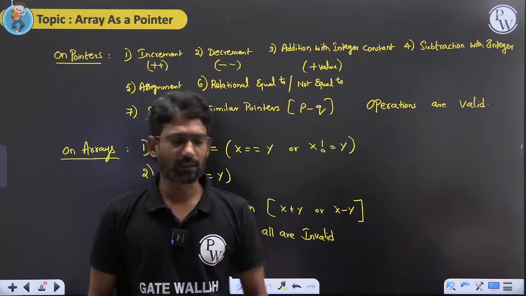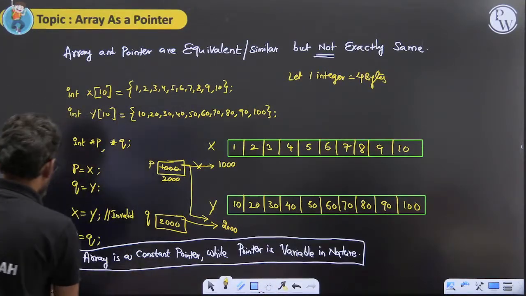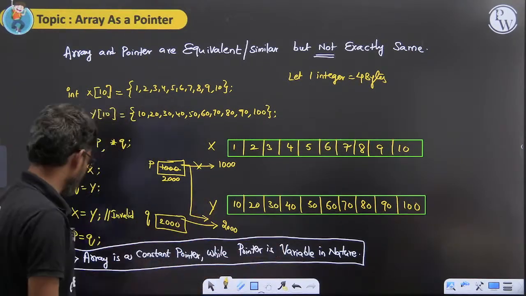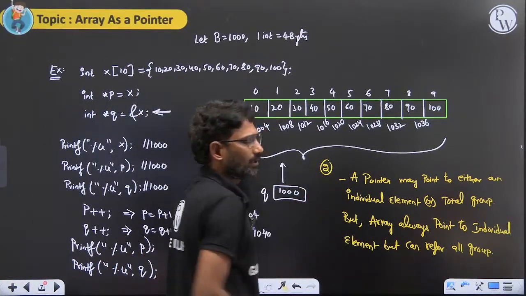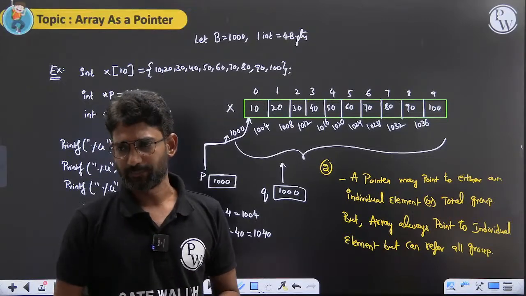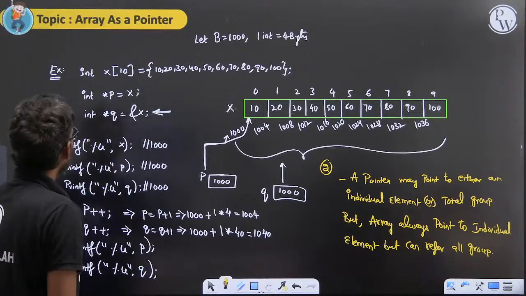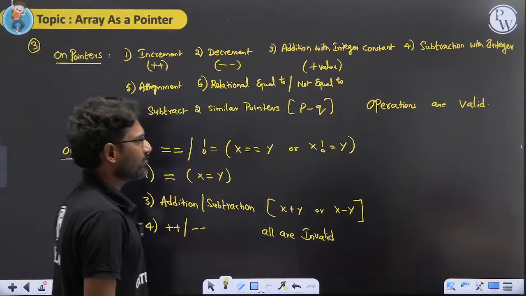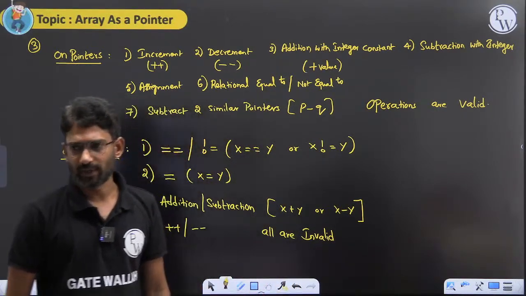You got another point? Yes. So first, array is constant while pointer is variable in nature. Second, pointer can point to either one element or group, but array always will refer single element, but it can hold multiple values. And on pointers, what operations we will be able to do, on arrays we will not be able to do all those operations.